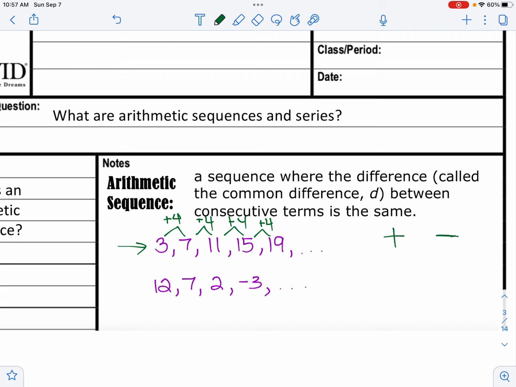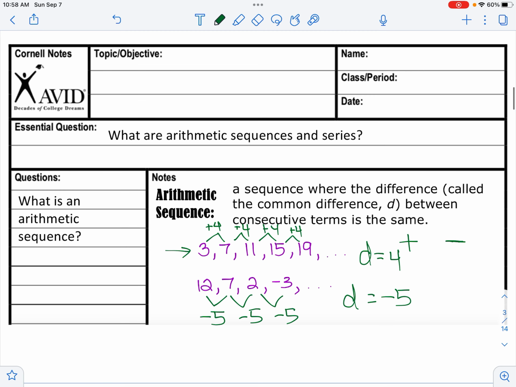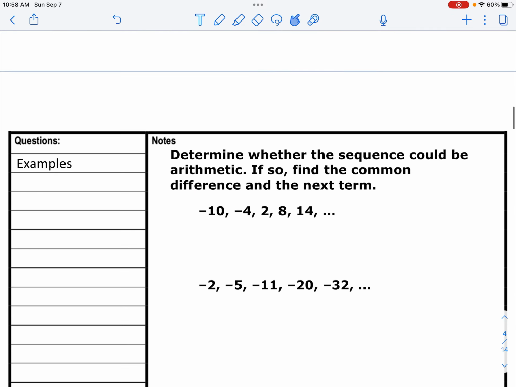You can also be subtracting the same number each time, but it's just that the difference between the terms is always the same. So maybe this one here is going down, and you'll notice between the terms here, we're just subtracting 5 every time. So in this one up top, my common difference is 4, and this one right here, my common difference would be -5. So an arithmetic sequence simply is you're adding or subtracting the same number every time. That makes it arithmetic.